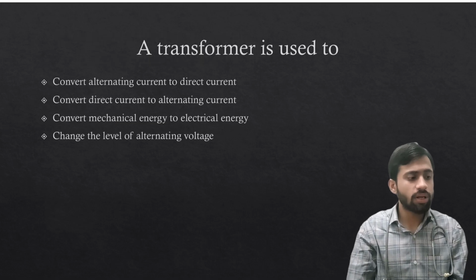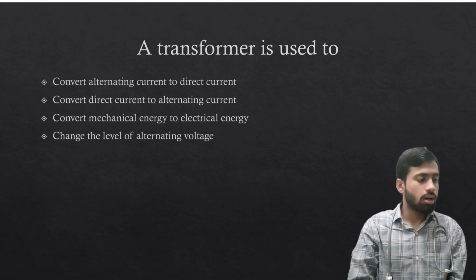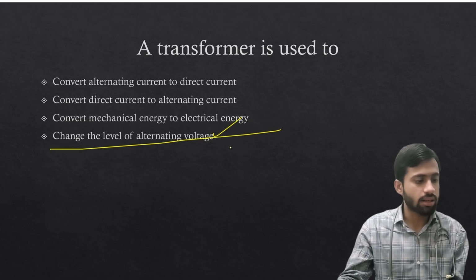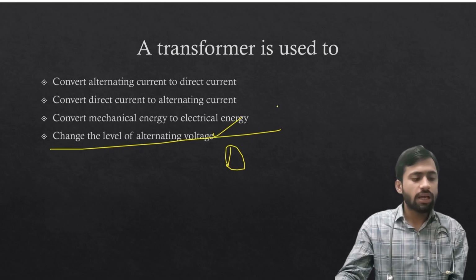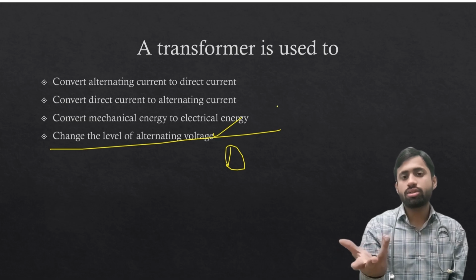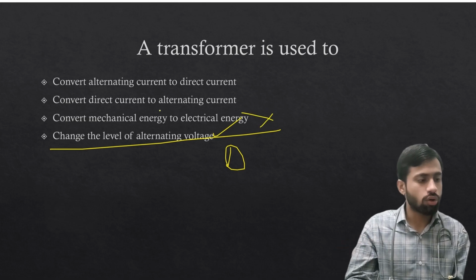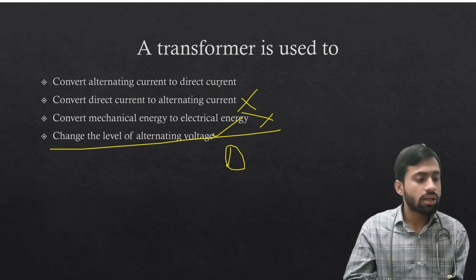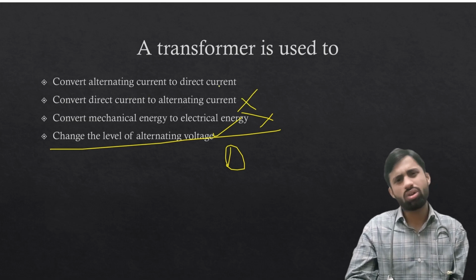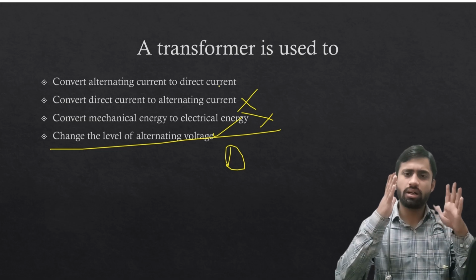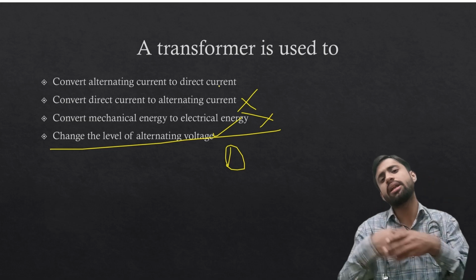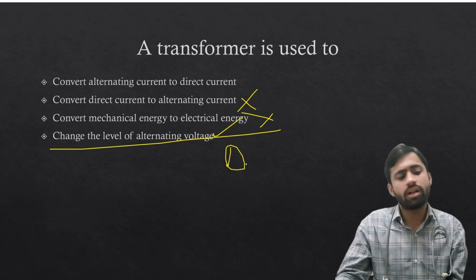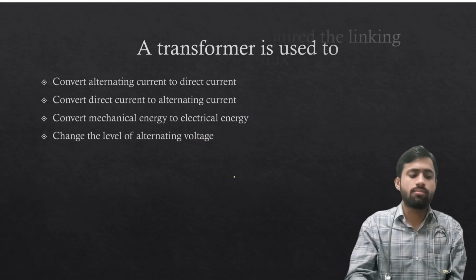A transformer is used to convert. Change the level of alternating voltage? Yes, this is the right answer. Delta. Convert mechanical energy into electrical energy? There is no mechanical energy that is involved, so wrong. Convert direct current? There is no direct current source. Convert alternating current into direct current? No, there is an alternating current in the primary coil and there is an induced alternating current in the secondary coil. So change the level of alternating voltage, basically that is delta.